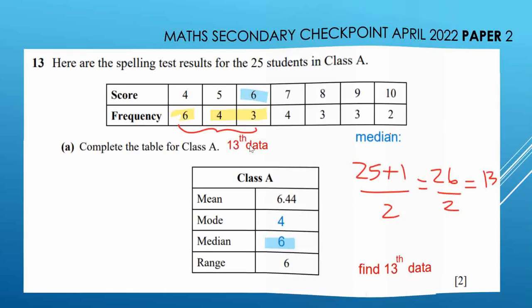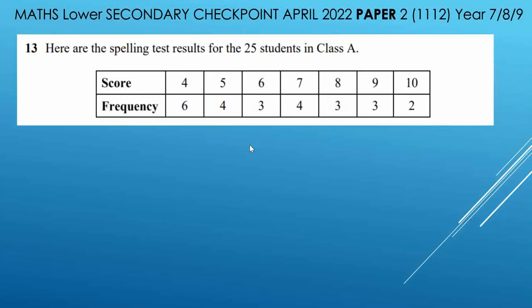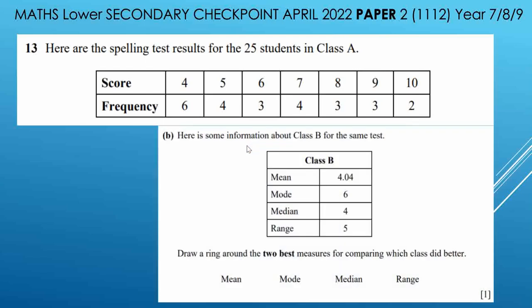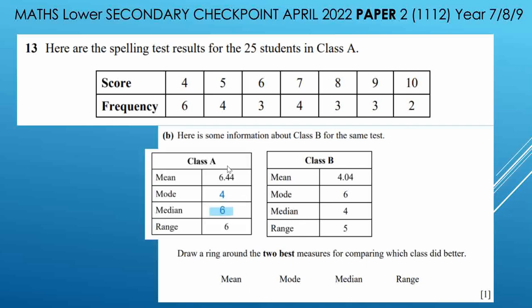Next. Question 13. The same question, and this is question B. Here is some information about class B for the same task. This is class B. Draw a ring around the two best measures for comparing which class did better. This is class A, this is class B. So we have to choose mean, mode, median, or range.